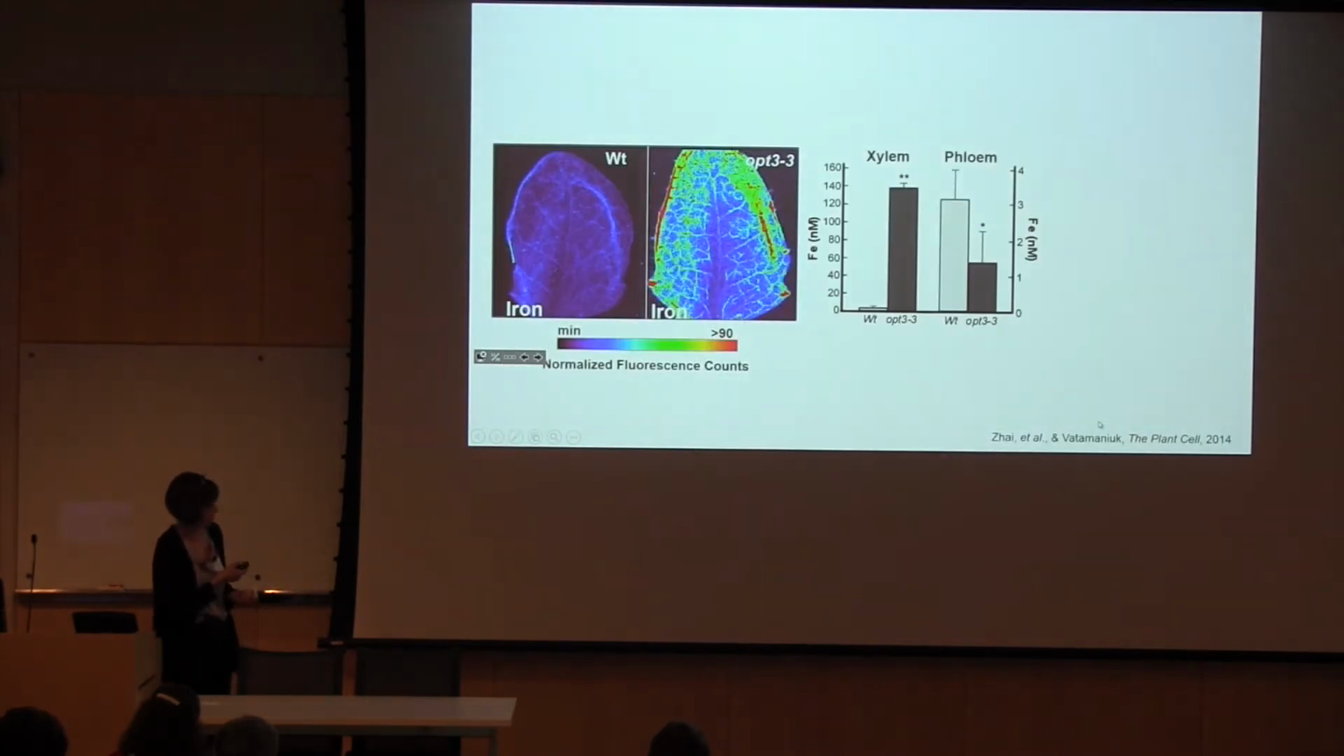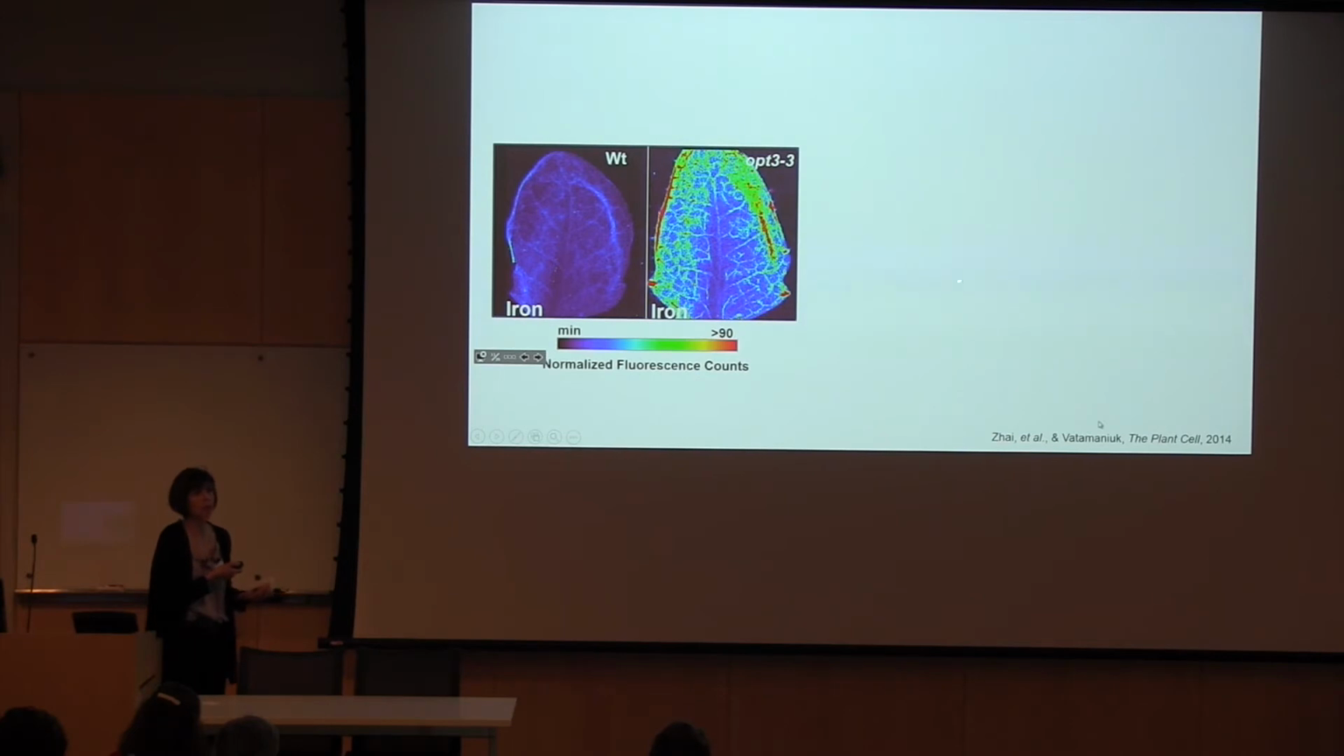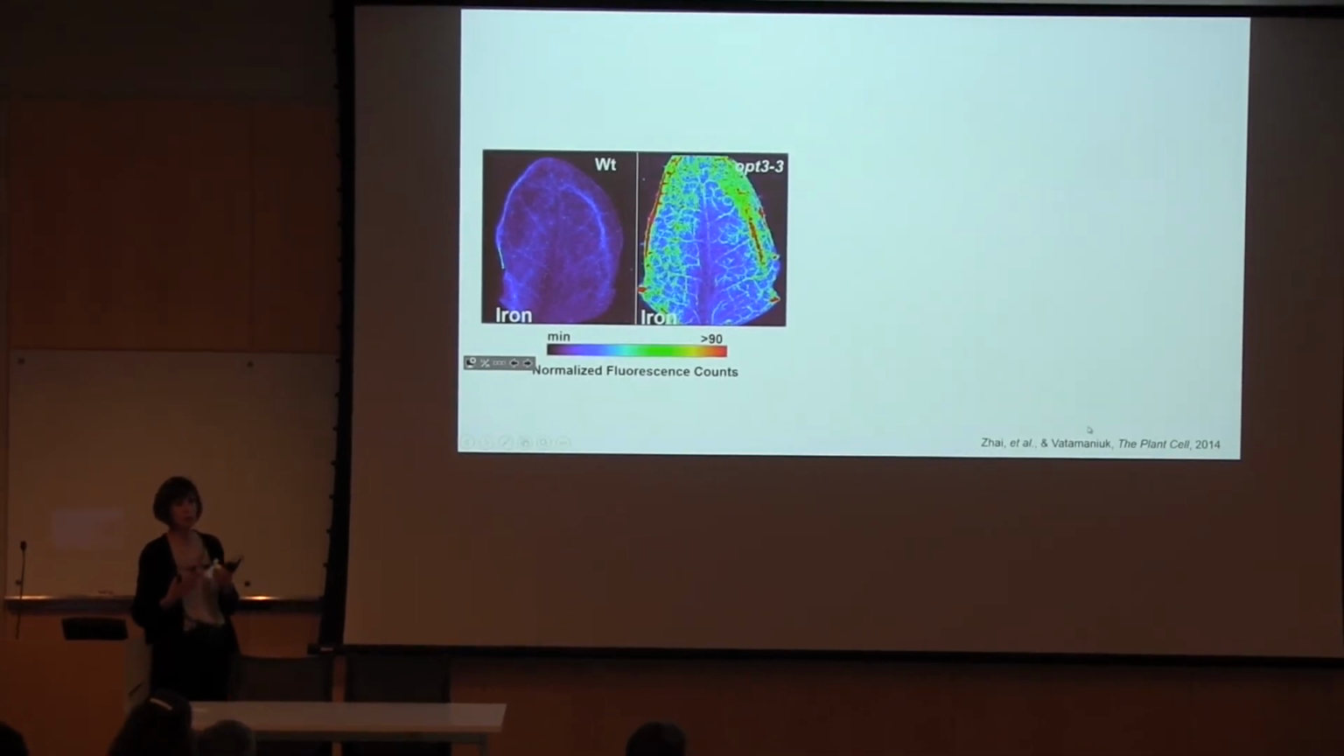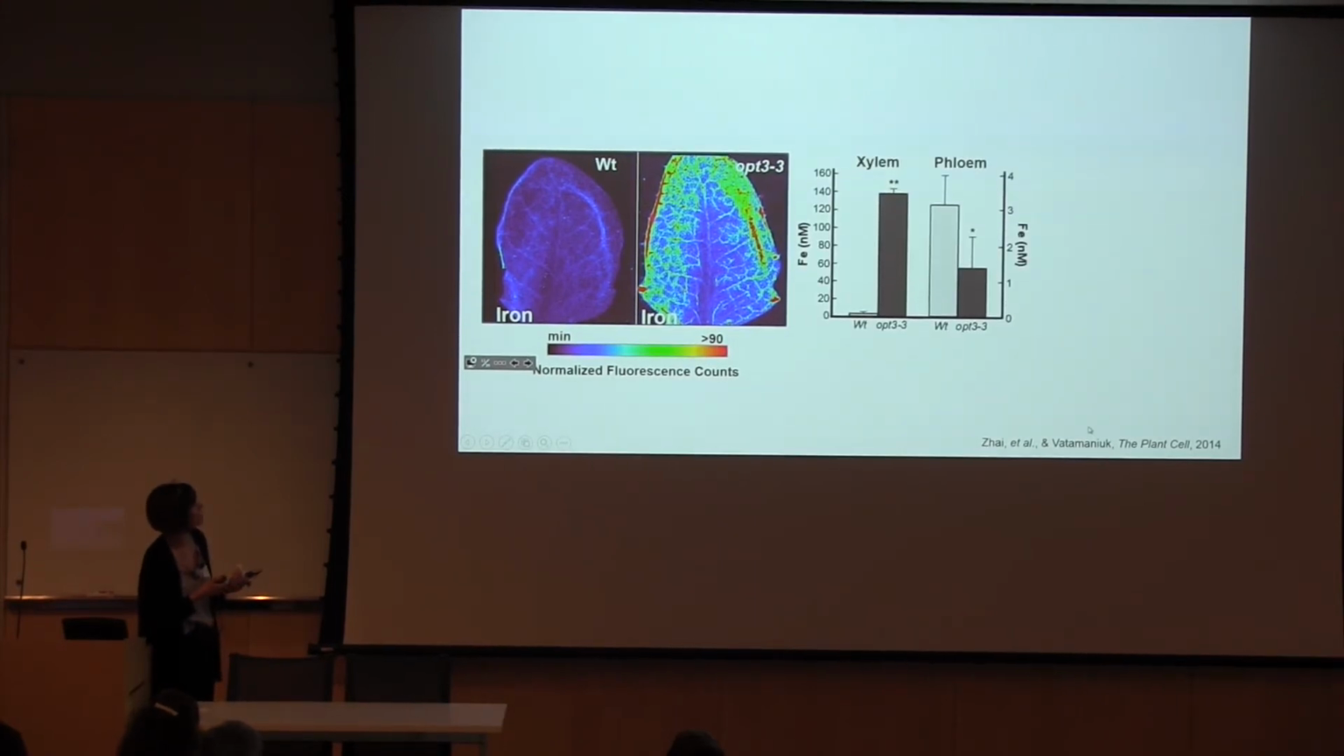And of course, we moved on to see: vasculature consists of xylem and phloem. Xylem is the vascular tissue which delivers minerals from the roots into the shoots, but phloem is the tissue which is responsible for remobilizing minerals and delivering them from the sources, such as the leaf, to sinks such as the seed. So we analyzed the iron concentration in xylem and phloem sap, and we found that the xylem sap hyperaccumulates iron, while the phloem in the mutant has significantly less iron. So basically what we are looking at here is iron in the xylem. Okay?